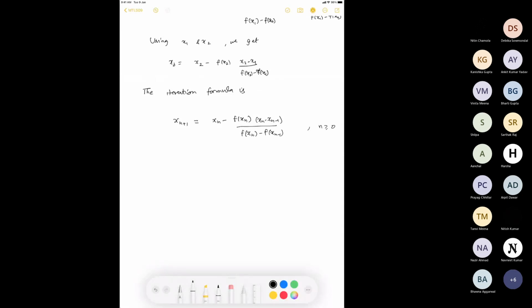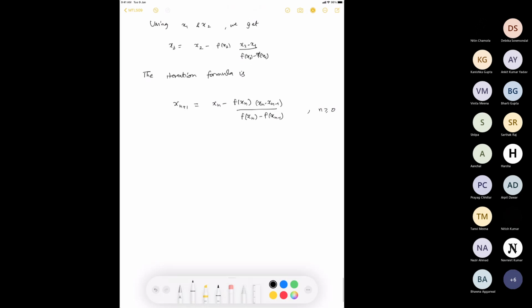This method is known as the secant method, and you can see the name is evident from the fact that we are taking an approximation of f(x) by a secant line. That's why it is called the secant method. We will try to see the order by which this method converges, and in what sense it is better than Newton's method. And of course, it is going to be better than the bisection method, because it converges with a better order than the bisection. These things we will see in the next lecture.